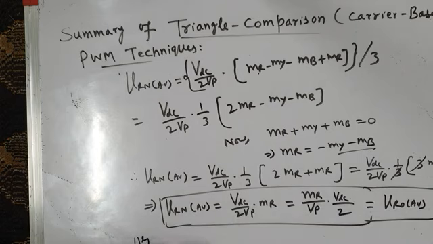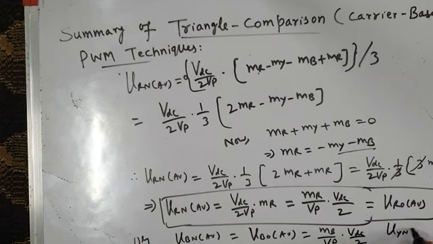Similarly, VBN average will be equal to VBO average, which will be Mb by Vp into Vdc by 2, and VYN average will be equal to My by Vp Vdc by 2, which will be equal to VYO average.